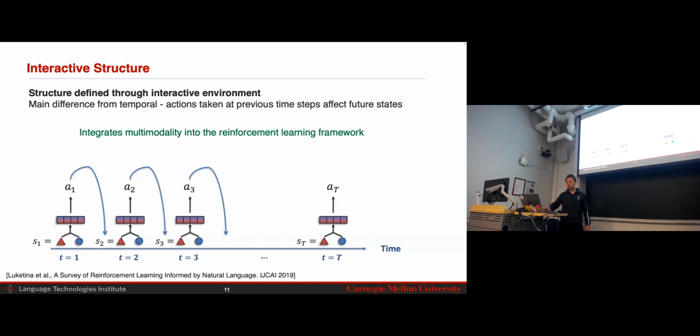Right. So in this lecture, we're going to talk about some basics of reinforcement learning. We're going to talk about how reinforcement learning can be extended to multimodal and some applications of that.